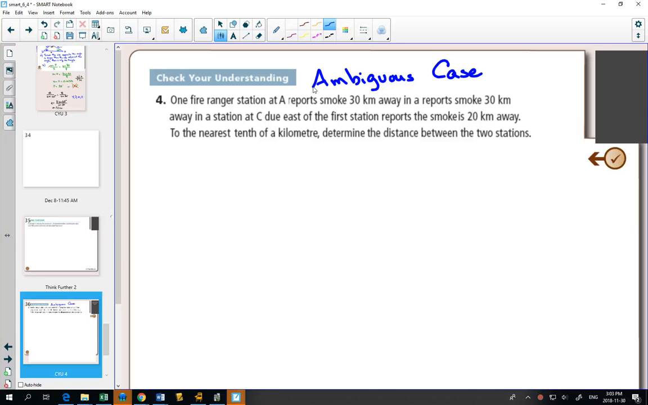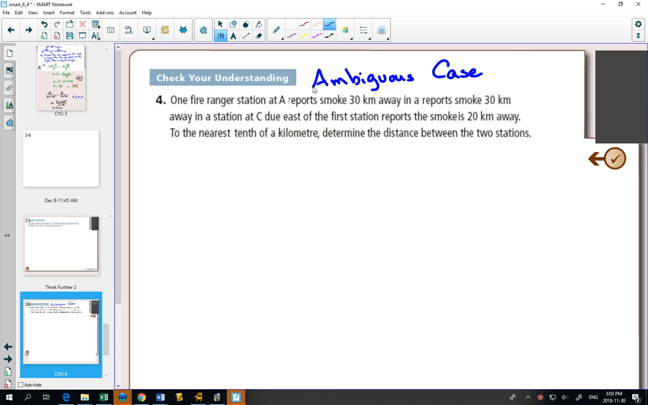So one fire ranger station at A reports smoke 30 kilometers away. A station at C, due east of the first station 20 kilometers away, reports smoke 20 kilometers away. To the nearest tenth of a kilometer, determine the distance between the two stations.